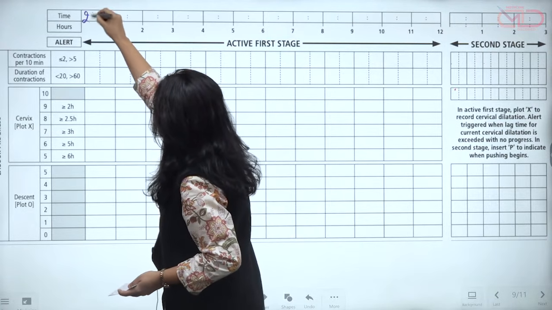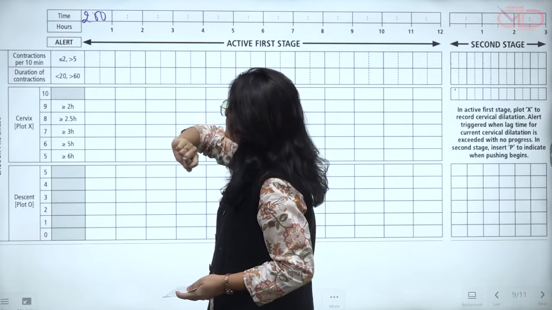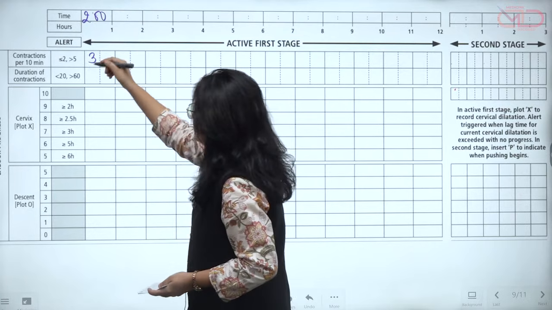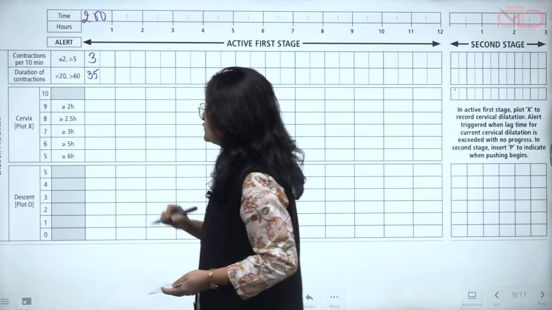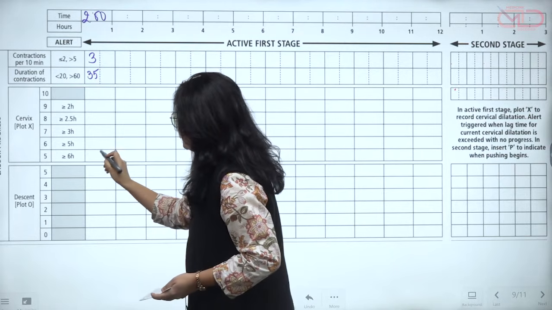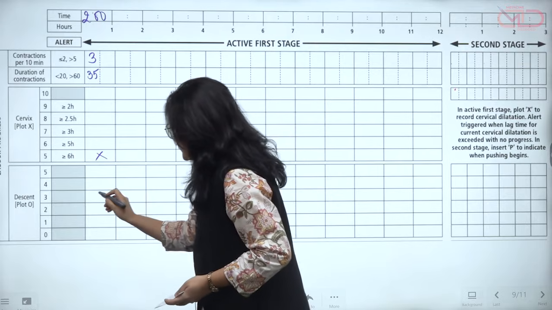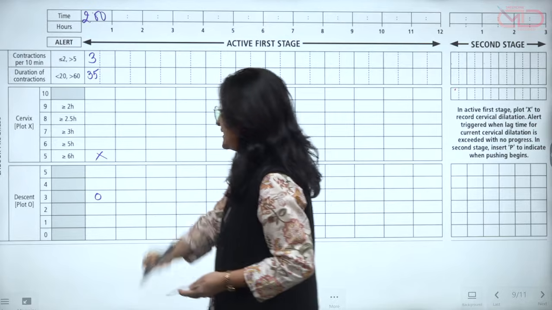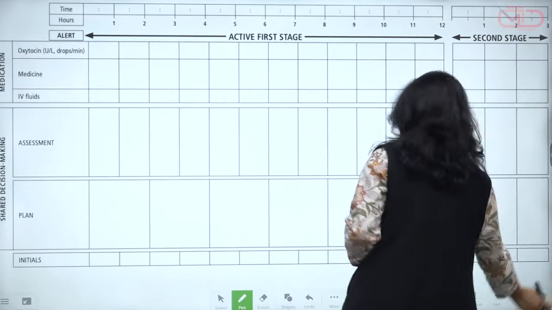So here at 2 p.m. at initial assessment, she's getting 3 contractions in 10 minutes. The duration of contractions averaged out is about 35 seconds, so that's noted, and she's 5 centimeters dilated at 2 p.m. and the head is 3/5 palpable above the pelvic brim here, so that's denoted as 0. So this is how we are beginning to plot.